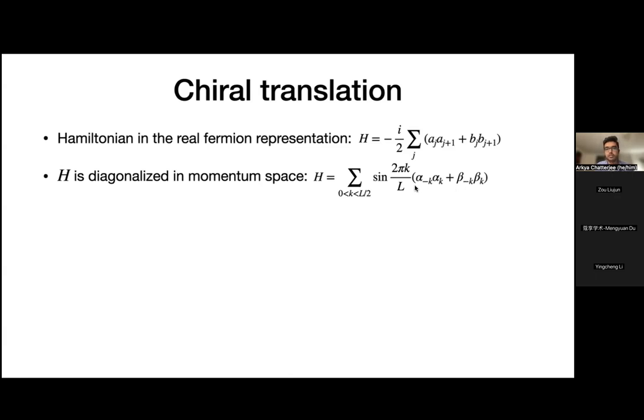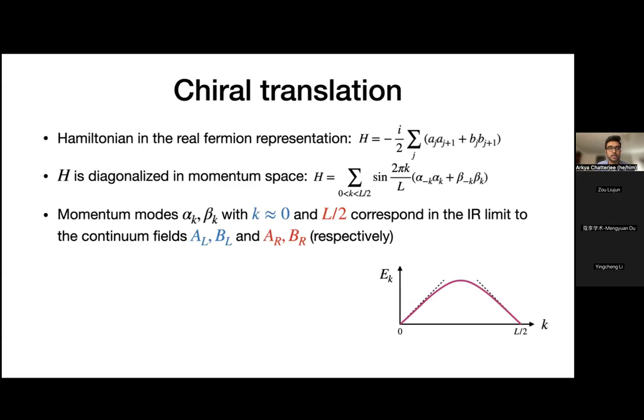Here, alpha is the momentum mode associated to A, and beta is the one associated to B. In momentum space, Majorana fermions have the property that alpha of minus k is the dagger of alpha k. Same with beta. So this is just like a number operator for alpha, and this is the number operator for beta. So the dispersion looks like this. It's just a sinusoidal dispersion.